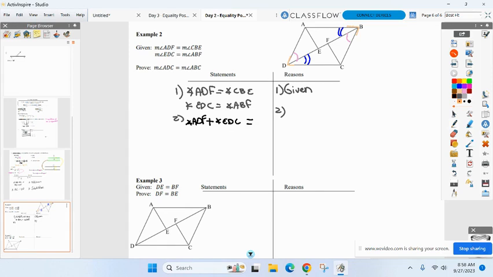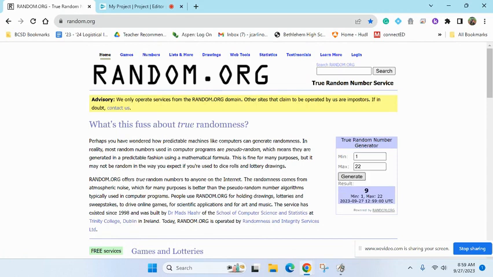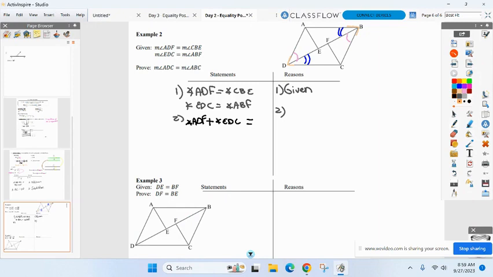ADF plus EDC is the same as adding what? Vinny? CBE. Okay, good. With? ABF. Good job. These two added together is the same as these two added together. That's what we just wrote in statement 2. Because of what reason? Addition.